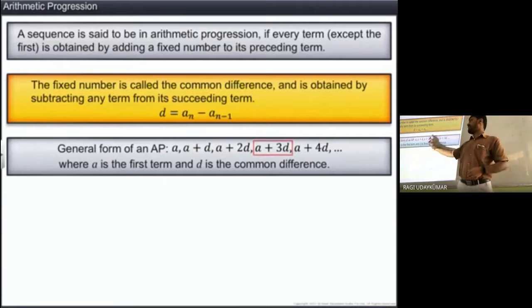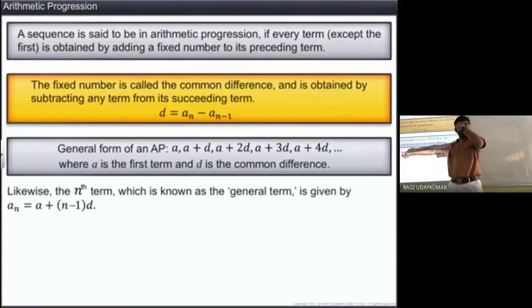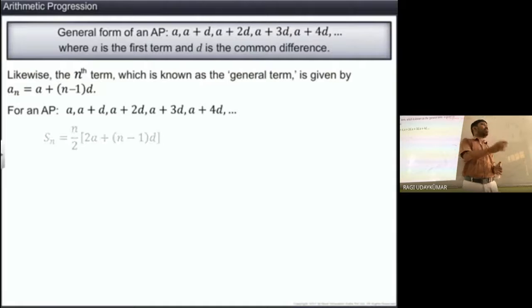So a is the first term, a plus d the second term, a plus 2d the third term, a plus 3d the fourth term, a plus 4d the fifth term. For the fifth term we need 4d, so for the nth term we need n minus 1 into d. So the nth term directly: an is equal to a plus n minus 1 into d. This is the nth term formula of an arithmetic progression. You already know that; it is not necessary to derive it here. Directly by observation itself you can see it.